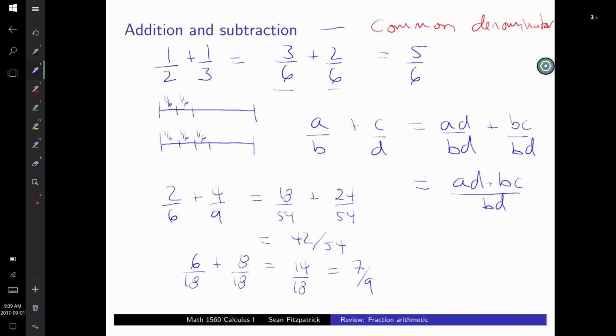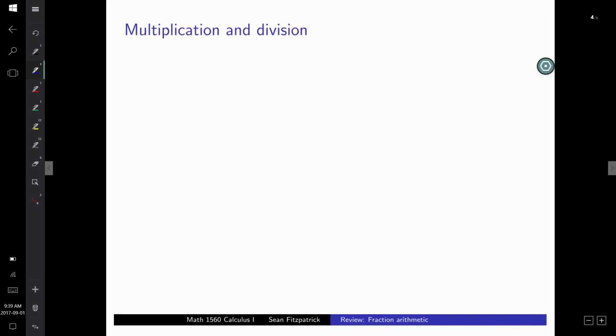Okay, so it's not necessary for you to use the lowest common denominator, but it often helps to reduce along the way. It simplifies your life if you can spot things.